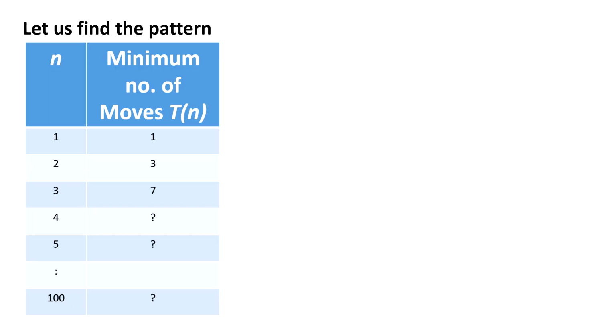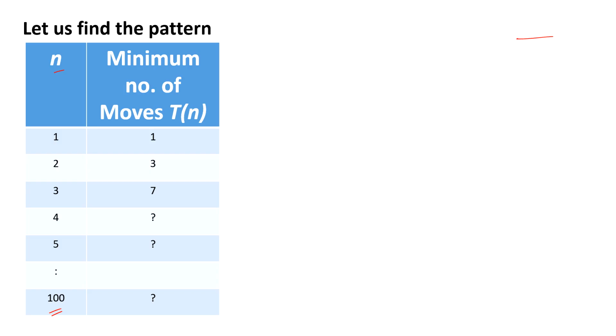Now here comes the mathematical part of it. Let us try to identify the pattern. So I have made a table over here where the first column represents n, the number of disks. Naturally it can be more than 100 also, but I have put some upper limit to that. And the minimum number of moves. Just now we have seen the case for n equals 3. Of course we have not discussed the case for n equals 1, but it is very easy.